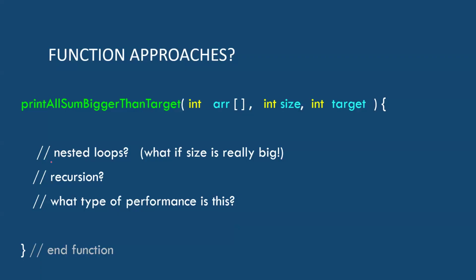You could have a bunch of nested loops, right? But if your array was size 1,000, that means you have 1,000 nested loops. You could try to do the same thing with recursion, but if you did those things, what kind of performance do you think you would get?